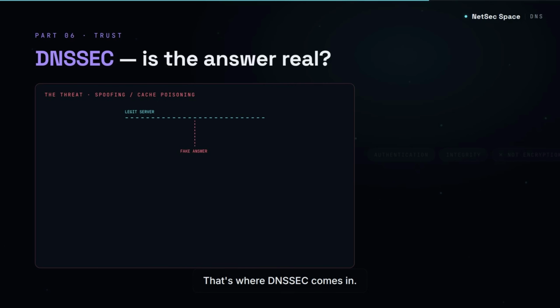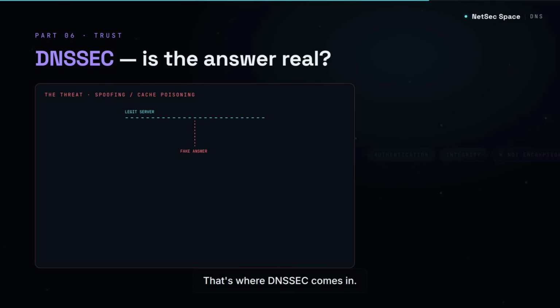So the next time you type a website into your browser, here's what really happens. Your computer asks a recursive resolver. The resolver contacts a root server. The root points to a top-level domain server. The TLD points to the authoritative DNS server. The authoritative server returns the IP address.